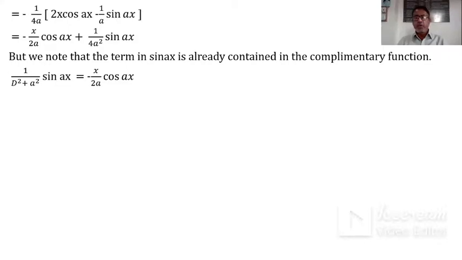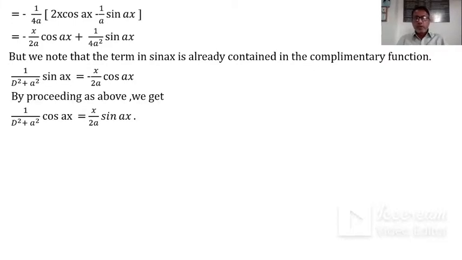The same way, if we operate 1 upon d square plus a square on cos ax, as similarly as above we have seen, this comes to be x upon 2a sin ax. There is no negative sign. 1 upon d square plus a square operate on cos ax is equal to x upon 2a sin ax. We obtain this total of four results if q of x is of the type sin ax or cos ax.